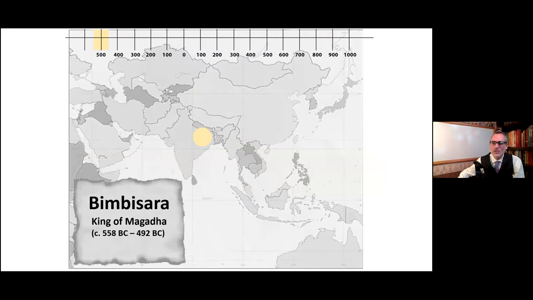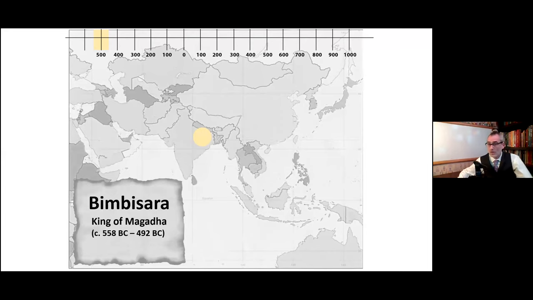Well, this is where I'm going to start a theme in the lecture tonight, or this talk tonight, which is connecting the spread of Buddhism to certain kings, rulers, dynasties, empires, things like that. And so our first connection is to the king of Magadha at the time the Buddha was born, named Bimbisara. Those are roughly his dates that we know about.